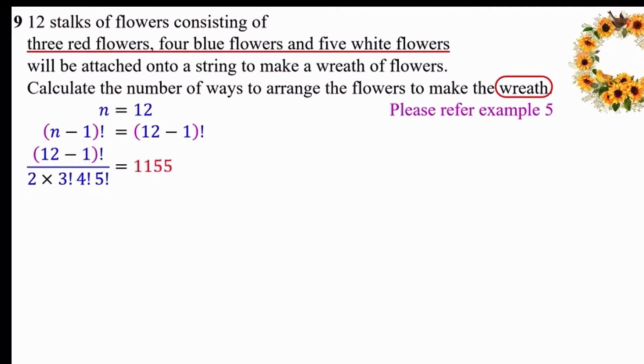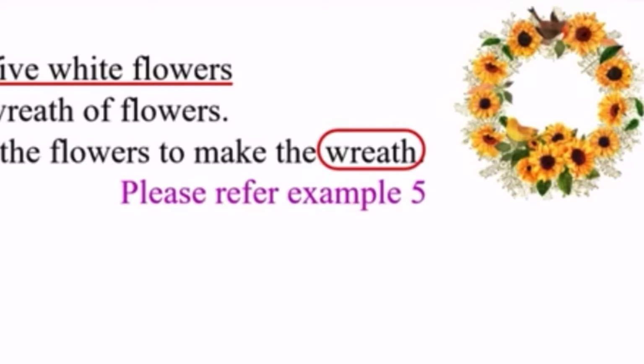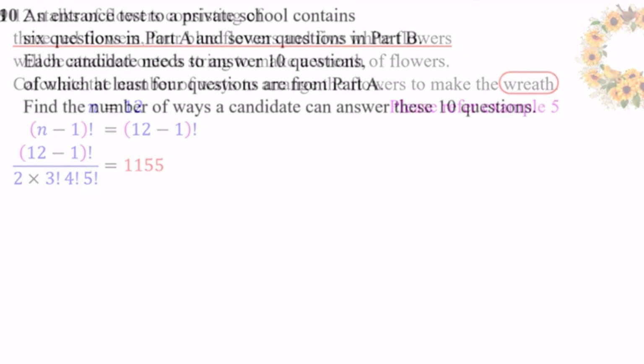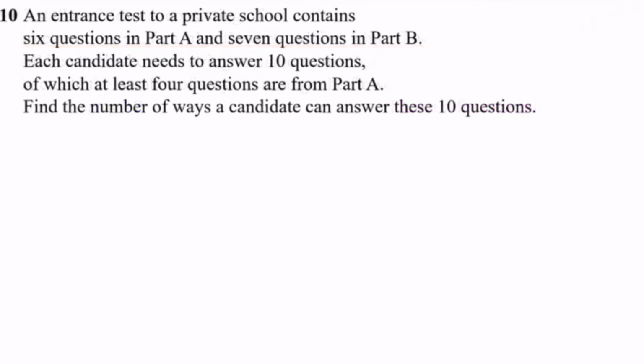So the answer is 1155 ways for us to arrange the flowers in a wreath shape. Please do not forget to divide by identical colors. Same color, so we have to divide, right? Let's see question number 10.